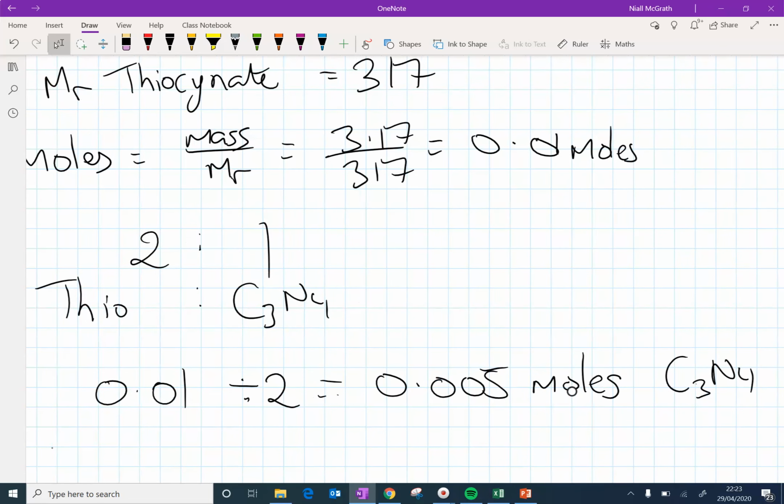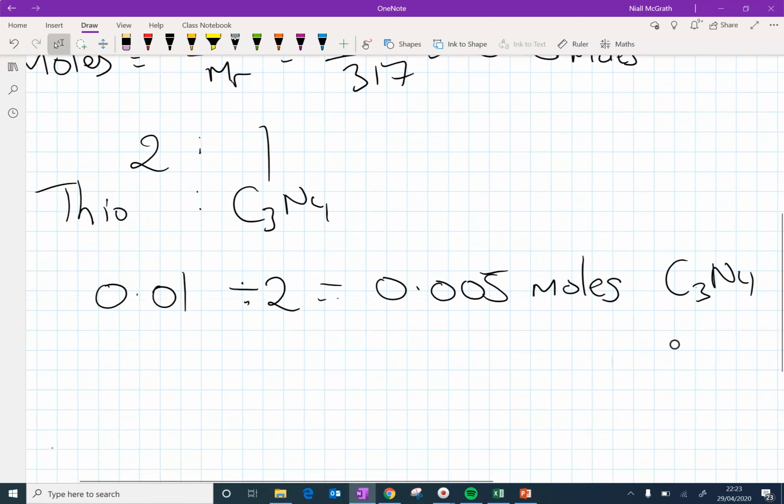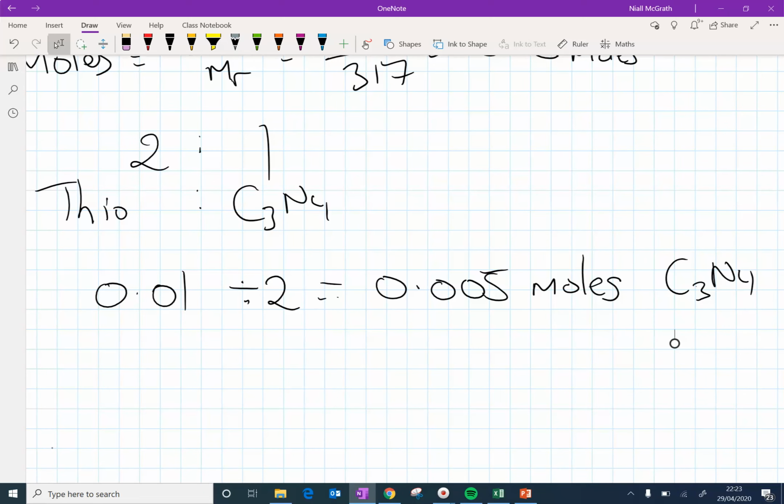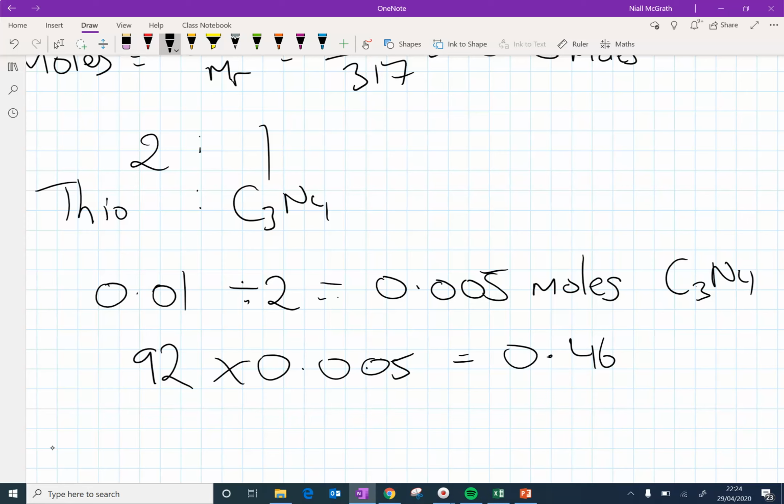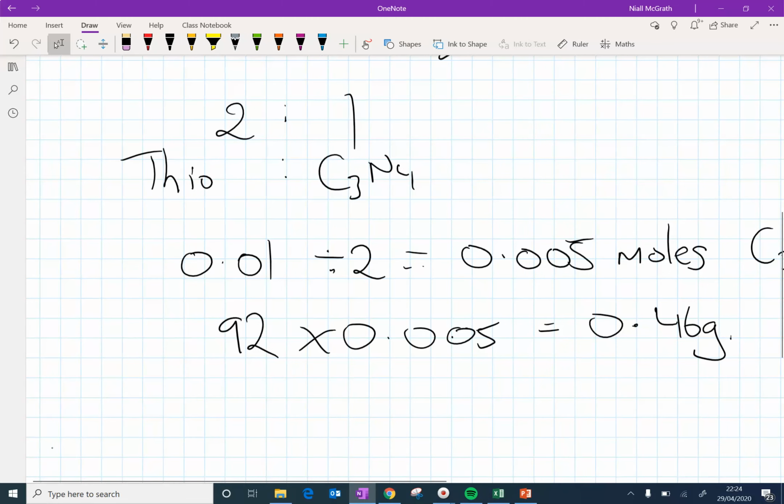And then we are able to use our relative mass to find the grams of C3N4 that's produced. Our relative mass of C3N4 is 92. Multiply that by the number of moles we have, 0.005, and that gives us 0.46 grams. And that's your answer to part 1.